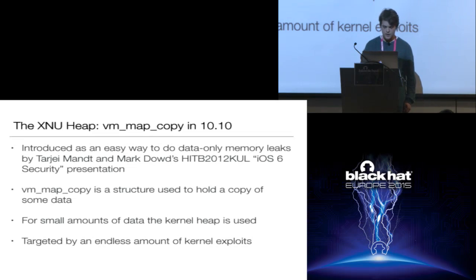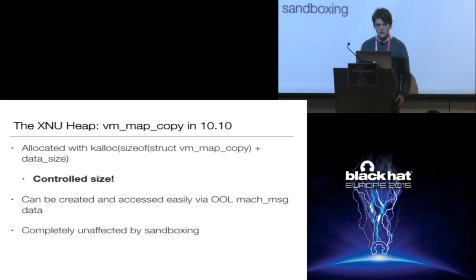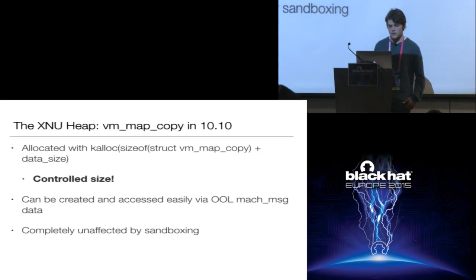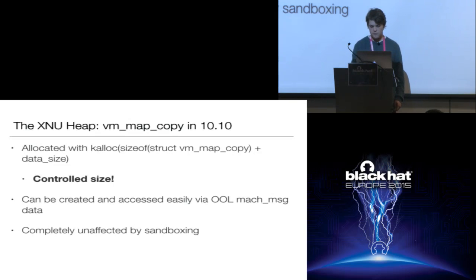Many jailbreaks have targeted this structure in the past for various reasons. The biggest reason why this structure is very good is because you can control the size which is passed to kalloc when you create it from userland. And so you can put it in any zone, and you can do pretty much anything with it without being affected by sandboxing, just by using Mach messages with out-of-line data.